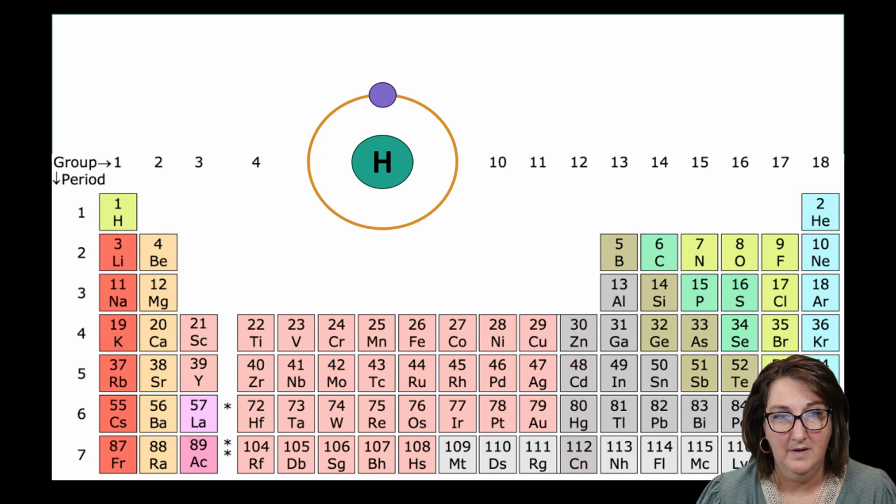Let's look at hydrogen. Hydrogen is right here. So period 1, I should have 1 ring, and it does. Group 1, I have 1 valence electron, and it does. Helium's good.